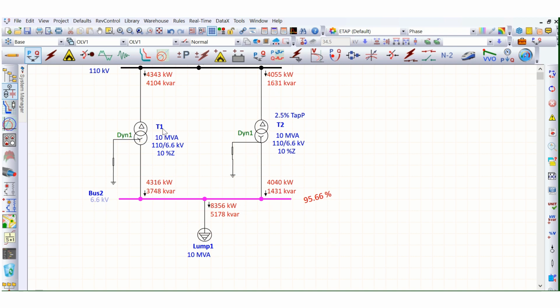Okay, so for transformer T1, 4316 kilowatt is shared by this transformer, and the load shared by this transformer T2 is 4040 kilowatt, because here the transformer tap is changed to plus 2.5%, and also the reactive power kVAR is also changed. So both the transformer tap settings should be identical before paralleling the transformer. This is another parameter.